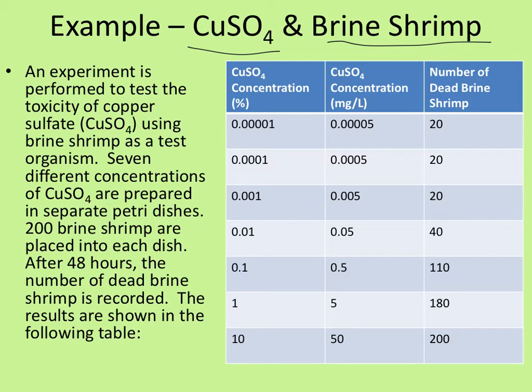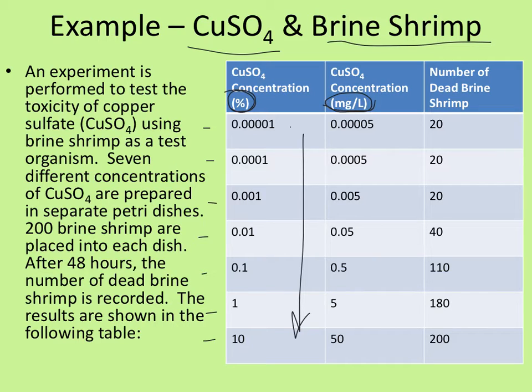CuSO4 is copper sulfate. So here's an experiment, and basically in this experiment, they have set up 1, 2, 3, 4, 5, 6, 7 groups. Each of these groups has a different concentration. This column expresses the concentration of the pollutant in percent, and this column presents it in milligrams per liter. They're both expressing the concentration, how much of the solution is filled with toxin. So here we've got 0.00001%, and here all the way down here is 10% concentration. So we have low to high concentration from the top down.